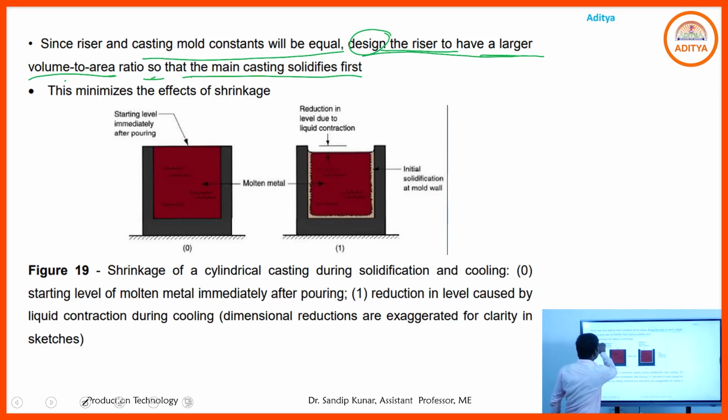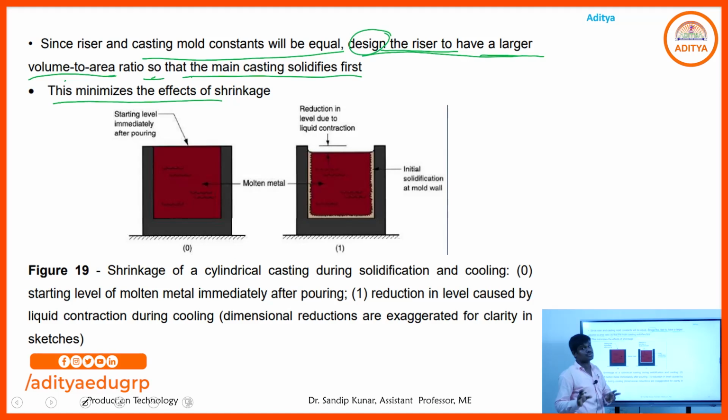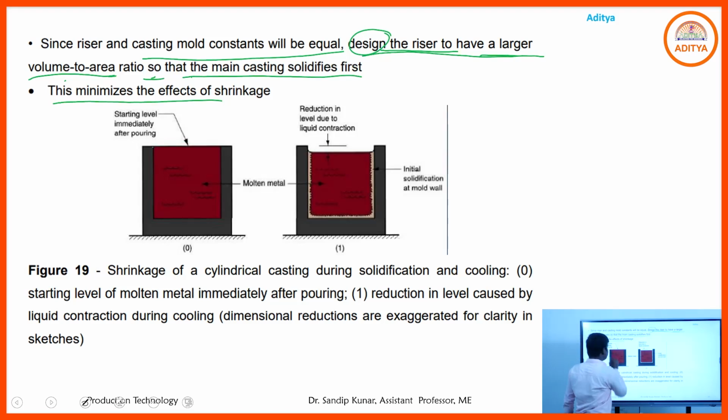Another, this minimizes the effect of shrinkage. If the volume by area ratio is greater in the case of the riser than the casting, then the molten metal easily comes to the mold cavity, which means it minimizes the shrinkage effect. It will take the total mold cavity shape and finally convert it into the solidified product. Immediately after pouring the molten metal, it will take that shape.